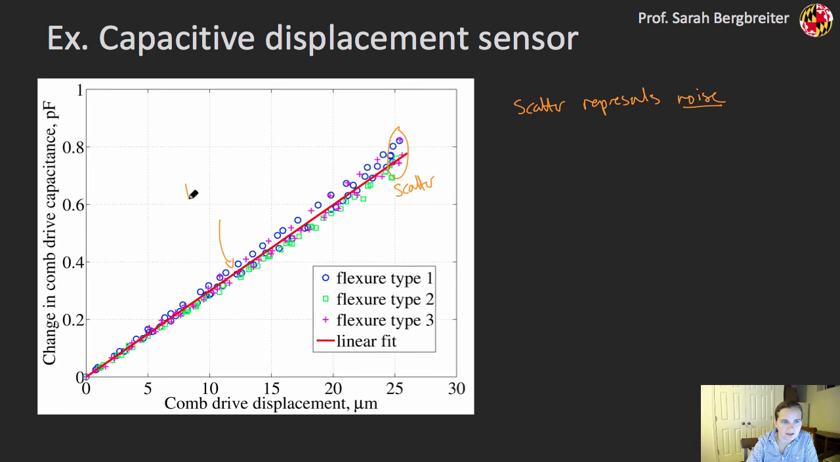In this case I'm applying a linear fit to this data. It seems to reflect the data fairly well to do this linear fit, at least over this range of data up to about 25 microns or so. And in this case I can also try to get a sense of the static sensitivity of this sensor. By looking at the fact that I'm at 25 microns, I'm looking at about 0.75 picofarads or so. So my K is going to be 0.75 picofarads divided by, in this case, 25 microns. And so I'll be getting approximately 0.3 picofarads per micron.